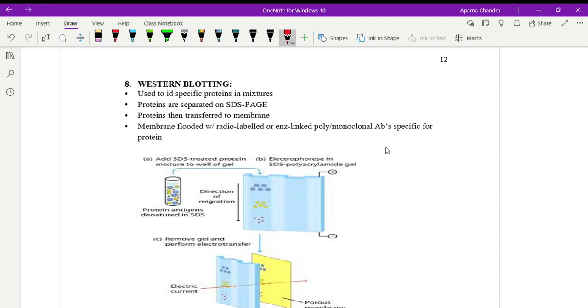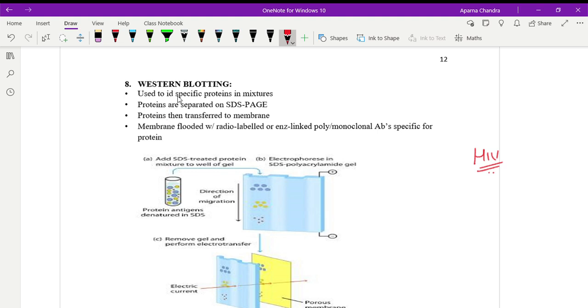So this technique is generally adopted. When we speak about the Western blotting technique, the thing that comes to our mind is that it is used for identifying HIV infections in the body. The technique that confirms HIV infection in the body is the Western blotting technique. This is used to identify specific proteins in a mixture.